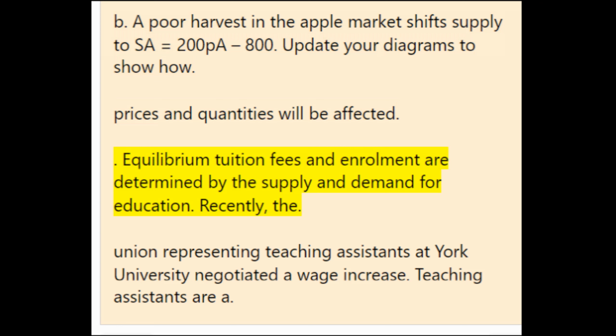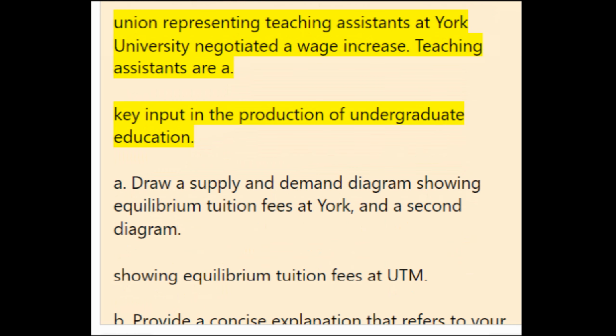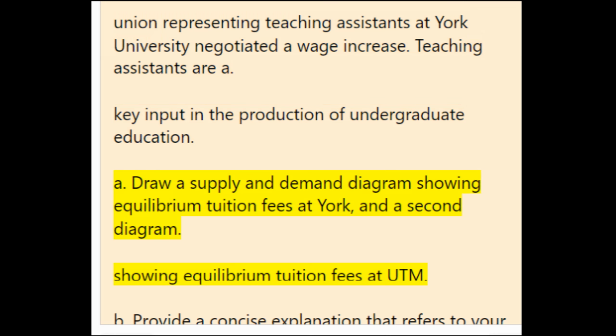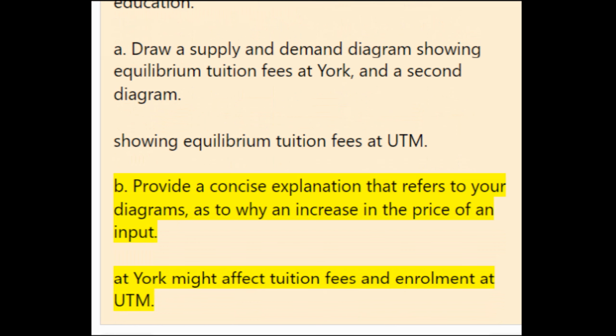Equilibrium tuition fees and enrollment are determined by the supply and demand for education. Recently, the union representing teaching assistants at York University negotiated a wage increase. Teaching assistants are a key input in the production of undergraduate education. A. Draw a supply and demand diagram showing equilibrium tuition fees at York, and a second diagram showing equilibrium tuition fees at UTM. B. Provide a concise explanation that refers to your diagrams as to why an increase in the price of an input at York might affect tuition fees and enrollment at UTM.